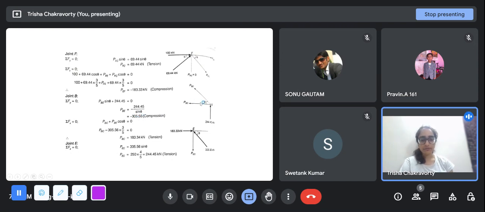And we have this force left to find out. PBC is oriented along the x-axis only, and PBE has a cos theta component along this direction. So PBC plus PBE cos theta is 0.